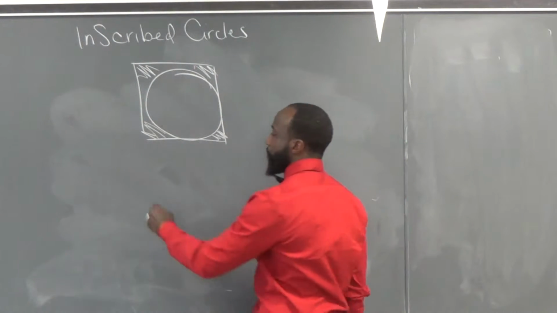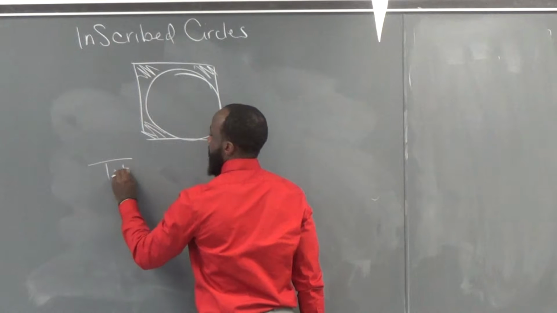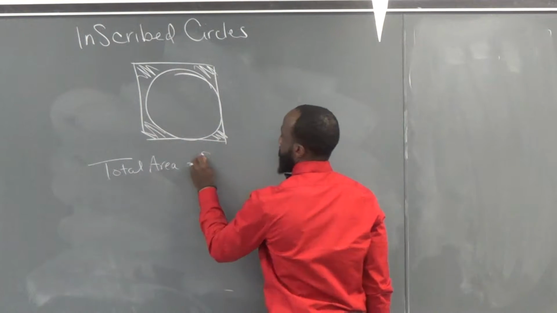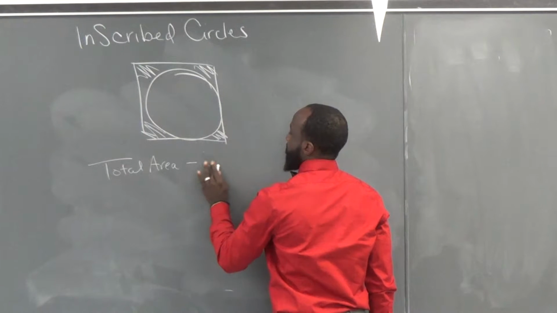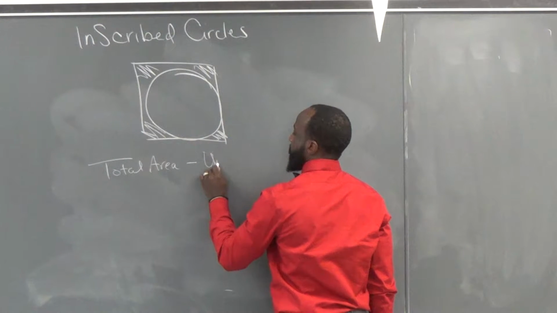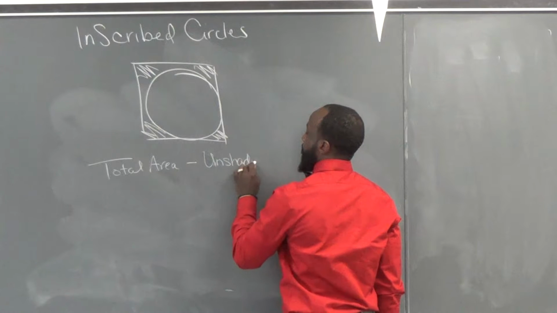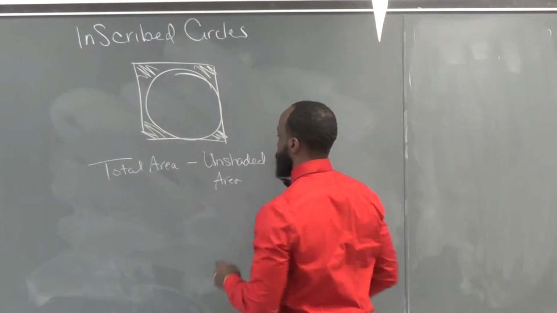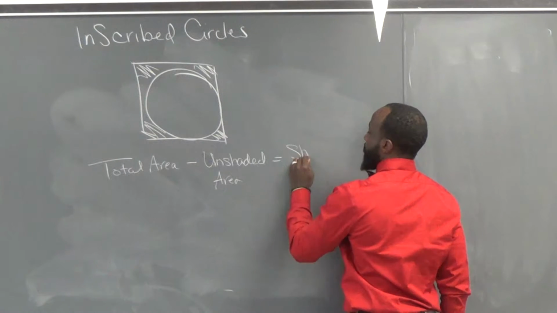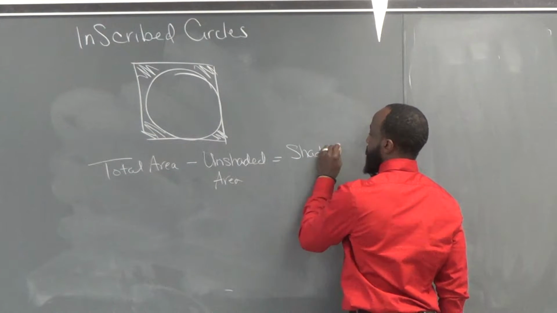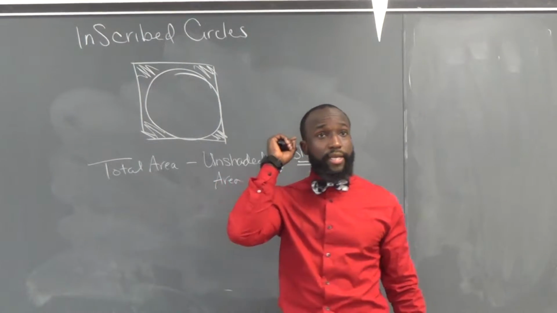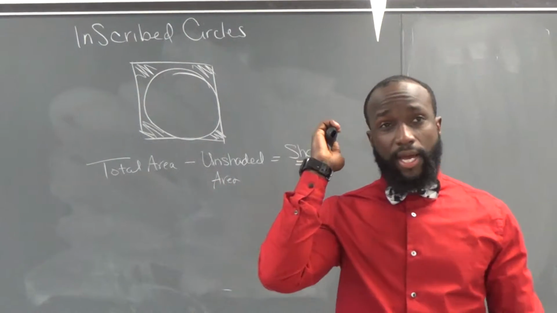What you end up doing is the total area minus the unshaded area, which will usually be a circle of such, and that will give you what's shaded. That'll give you what's shaded, okay? Do you got that? Okay.